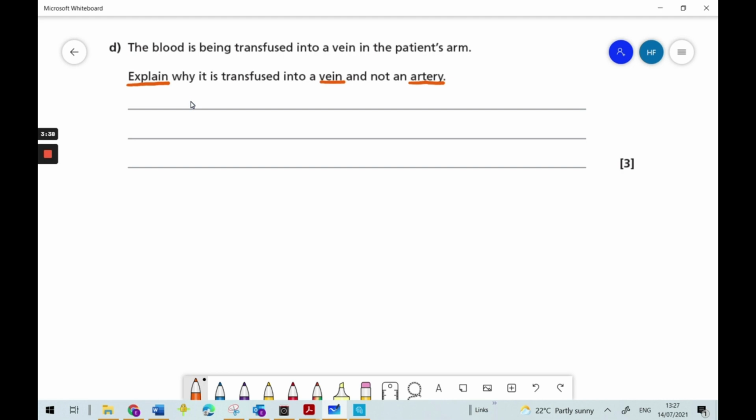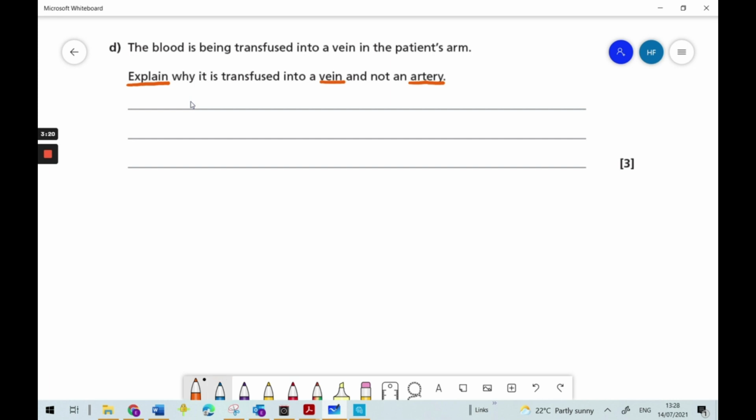So let's think about how these differences might be a reason to transfuse blood into veins. If we think about pressure, veins have lower pressure, and so it would be easier to transfuse blood into a vein than an artery because there'd be less risk of losing blood due to pressure.